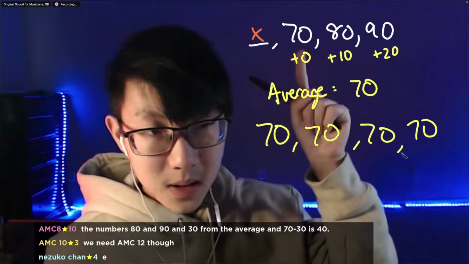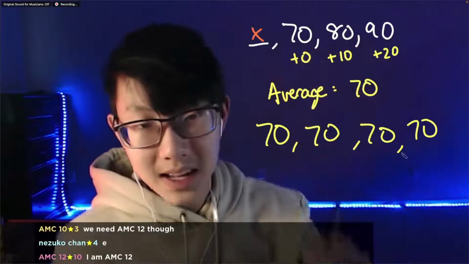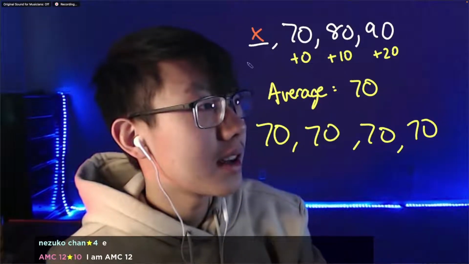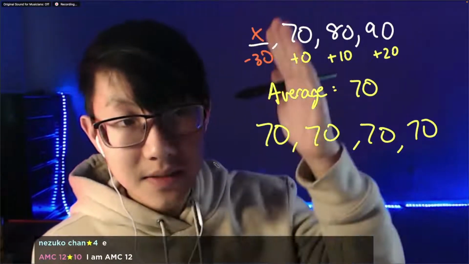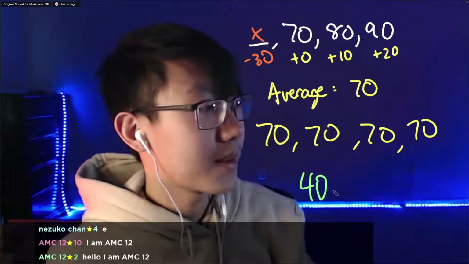So right now I'm 0 above the average, but then I'm 10 above the average. Now with all 3 of them, I'm 30 above the average. So the last one needs to be 30 less than the average. So 70 minus 30 gives you 40, and that's another way of getting our answer, 40.